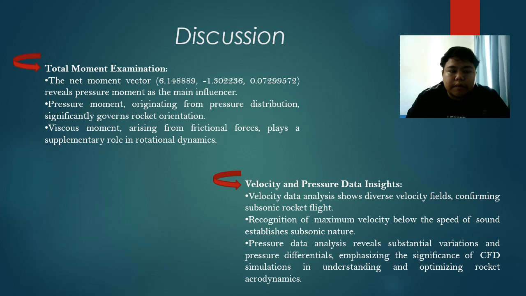And for the velocity and pressure data insight, velocity data analysis shows a diverse velocity field, confirming the subsonic rocket flying. Notation of maximum velocity below the speed of sound shows the stability and subsonic nature. Pressure data analysis reveals strong pressure differentials, emphasizing the significance of simulation in understanding and optimizing the aerodynamics.